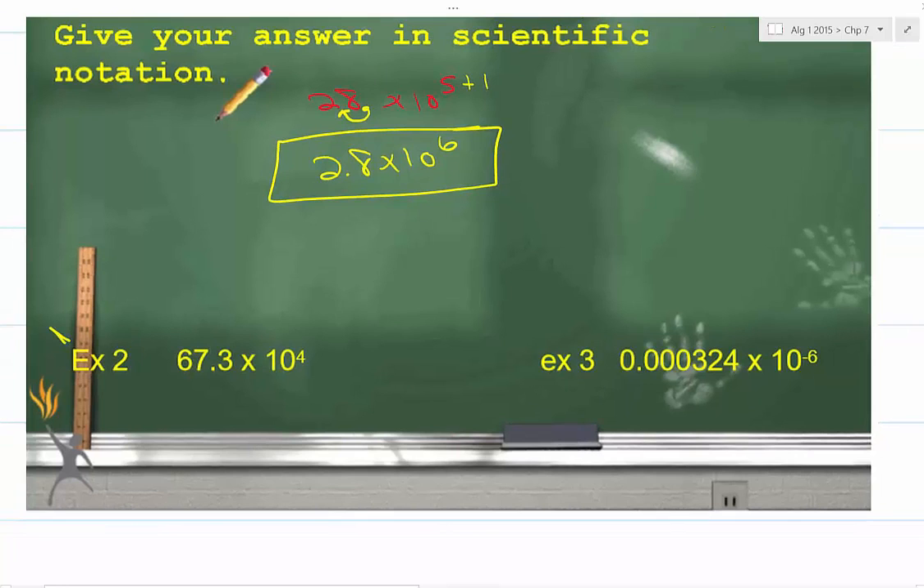If we just give you an example like 2 here, and you notice that it's too big by one place, too big means put a plus sign, one place is all you have to move it, so 6.73 times 10 to now to the 5th.